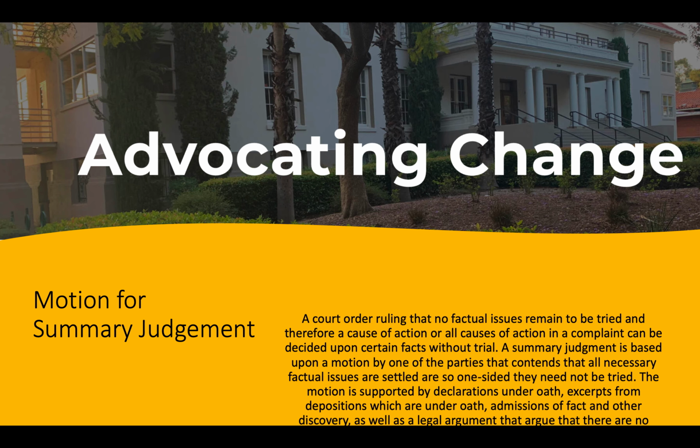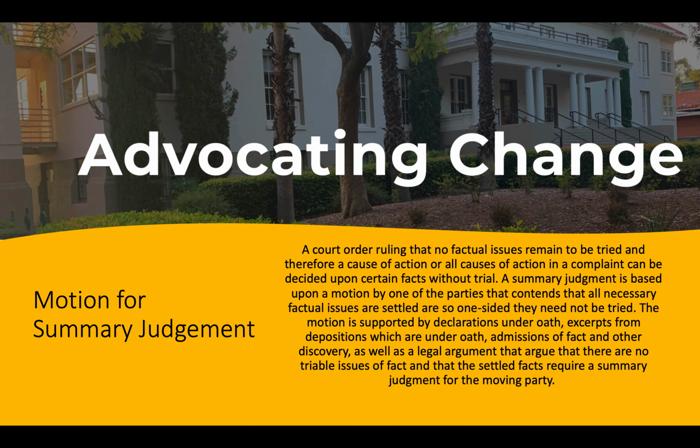Let's first go over what these two motions are. A motion for summary judgment is a court order ruling that no factual issues remain to be tried and therefore a cause of action or all causes of action in a complaint can be decided upon certain facts without trial. A summary judgment is based upon a motion by one of these parties that contends that all necessary factual issues are settled or are so one-sided they need not be tried.